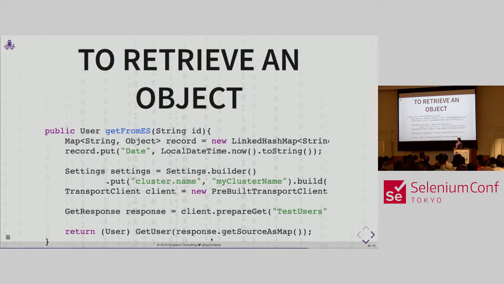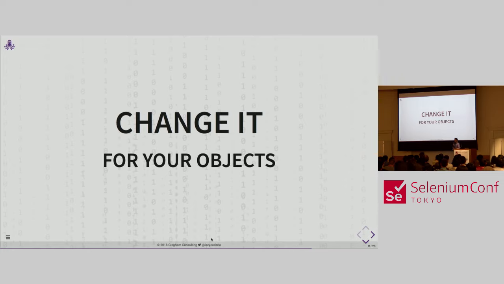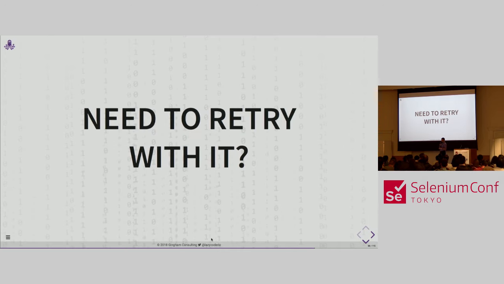If you ever want to retrieve an object, this is the code for it. It's pretty verbose, but literally all it does is just get a record based off an ID. Obviously, if you want to use this code, you can. This presentation is being recorded. You can pause it, make whatever changes you need for whatever objects you're sending to and from Elasticsearch. And if you ever need to retry a test with that same data, we can do that too.